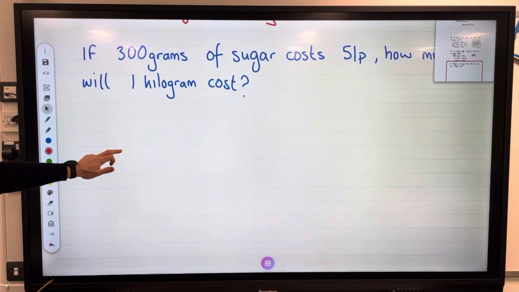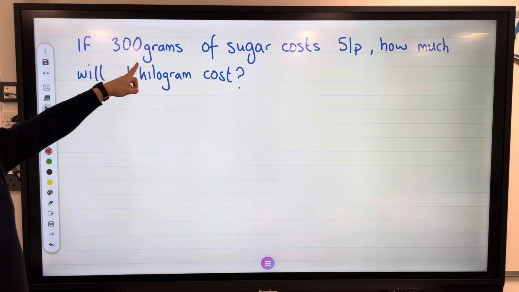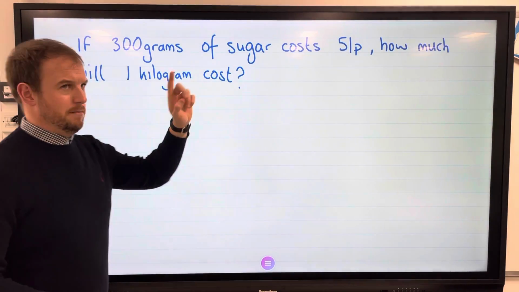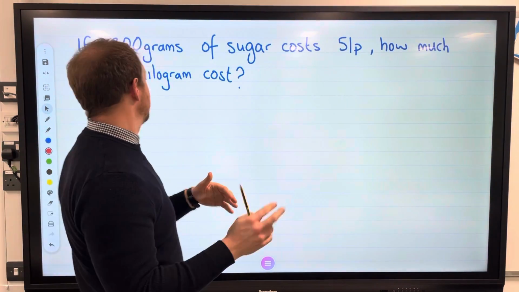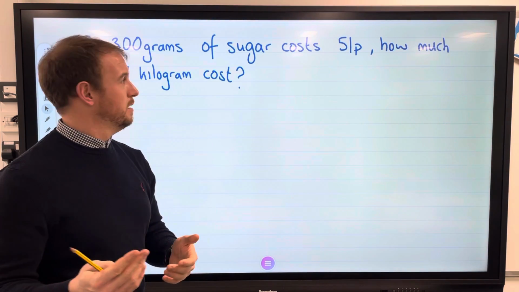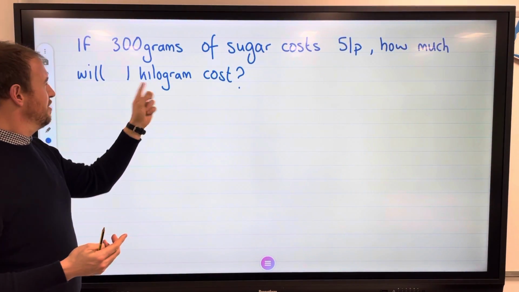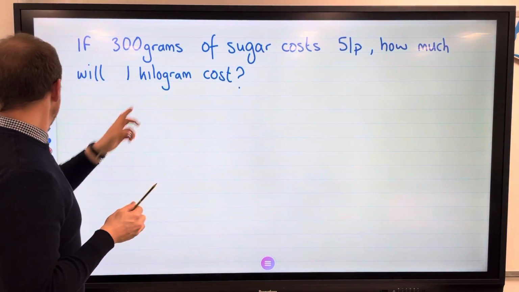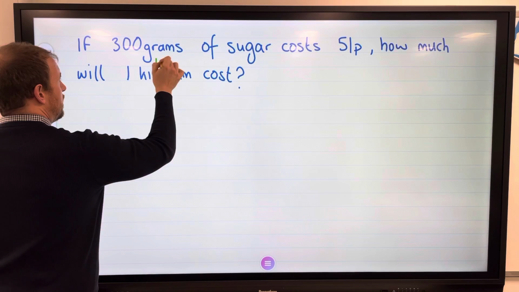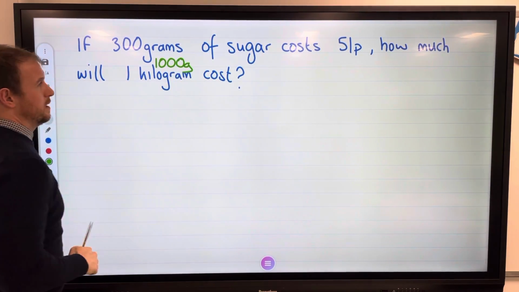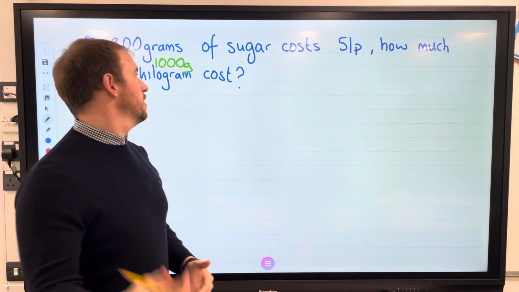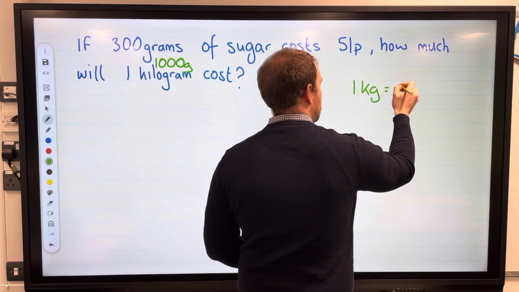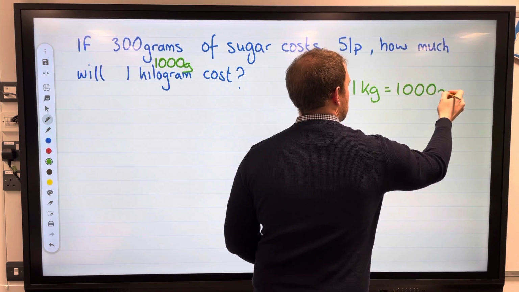How about something like this though? If 300 grams of sugar costs 51p, how much will 1 kilogram cost? Right, now we've got a few different things. 300 is a big number. 1 kilogram, well this is grams, this is kilograms. Oh, they're different. Well, 1 kilogram is 1,000 grams. You would be expected to know that. Make a note of it over here. 1 kilogram equals 1,000 grams.